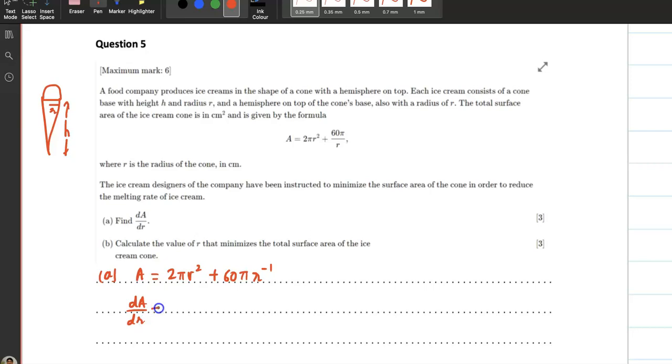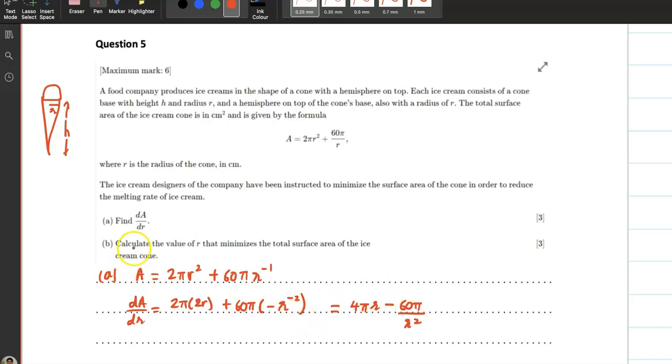So dA by dr: what is the derivative of r square? 2r. So 2 pi times 2r, plus 60 pi is a constant, times minus r raised to minus 2. Minus 1 minus 1. So that will be 4 pi r, plus, minus and minus, so minus 60 pi upon r square. Because of this minus, you can write it like this, and r raised to minus 2 goes down.